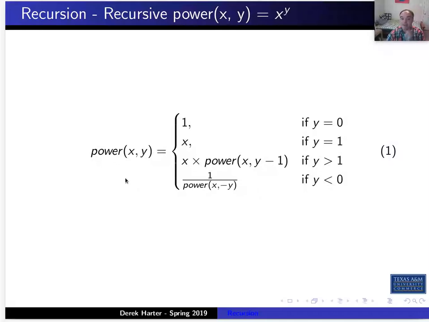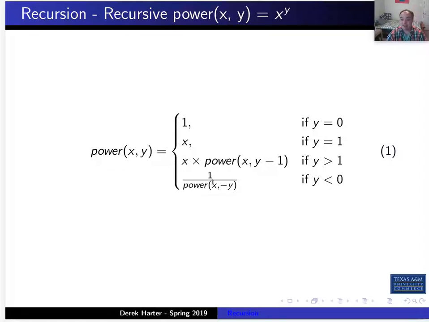Right, so we want to implement the power function. We're only going to implement raising something to an integer power. So in this case, y needs to be an integer value. But the value x that we want to raise can be a float. It should be a double, a floating point number. We're also going to handle raising something to a negative power. So for example, if you raise 3 to the negative 2, that's the same as raising 1 over 3 squared, so 1/9, right?